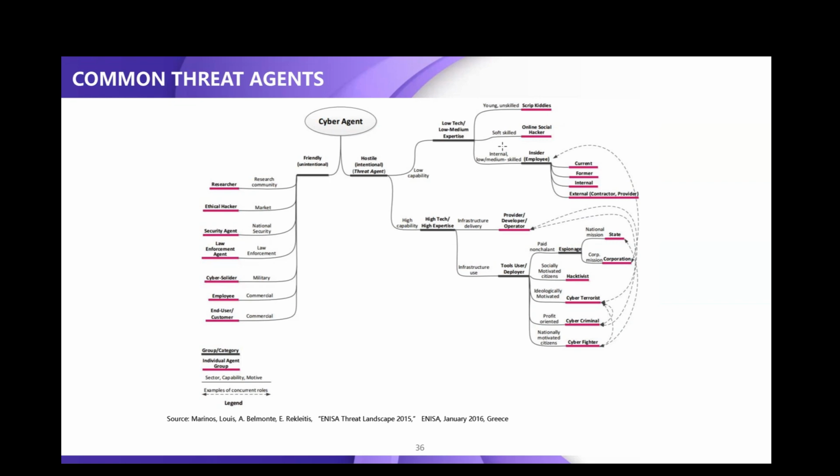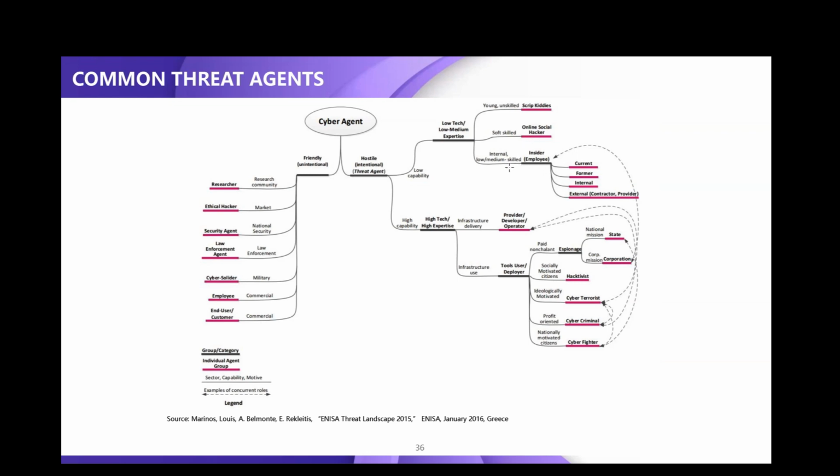Then we also have people that are in between. They have some skill set, but not so much. Those are the people that do scams, all these business email compromise. People that send phishing, they are not so techy, but they are in between.